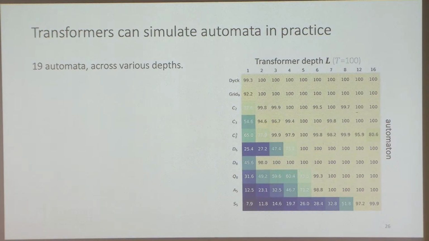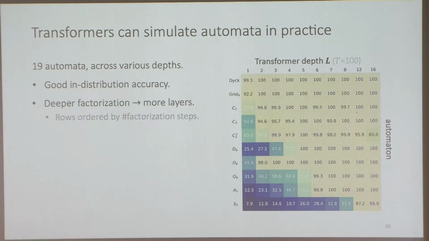To check this, we run experiments over various automata and also transformer depths. In the table, each row corresponds to one automaton and each column corresponds to one transformer depth. Here, lighter color means better performance. We can see that for all automata, there is some transformer that can solve it perfectly in-distribution.